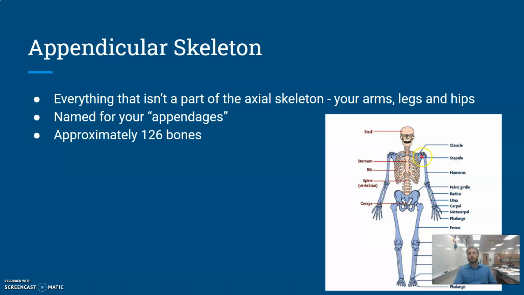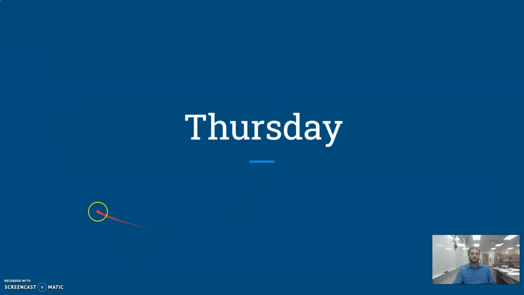It does include your scapula, your shoulder blade, as well as your clavicle here. Those are going to be part of the pectoral girdle, which is really your shoulder joint. So those two bones, even though they look like they might belong to your torso, the role that they have is played out in your shoulders. So we consider them part of your appendicular skeleton.